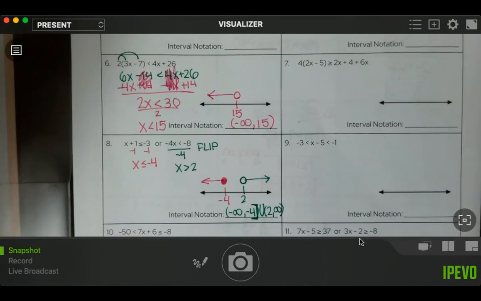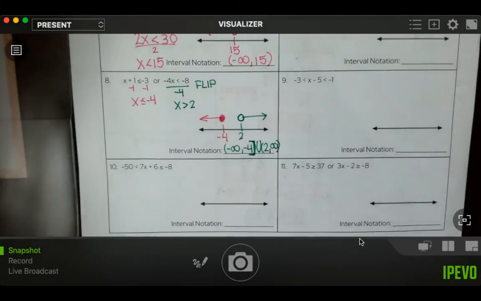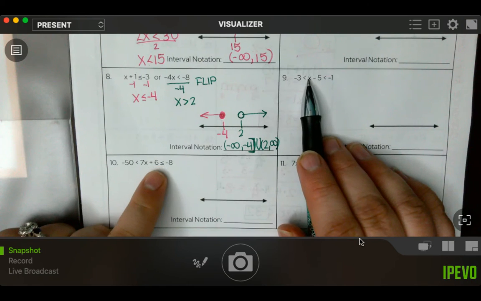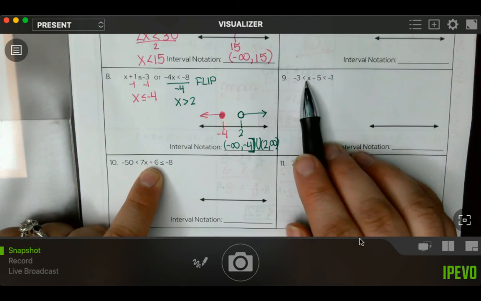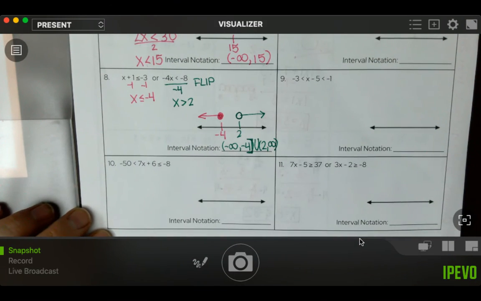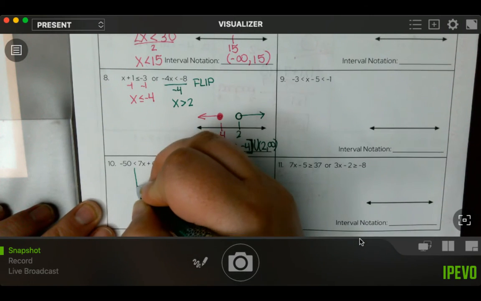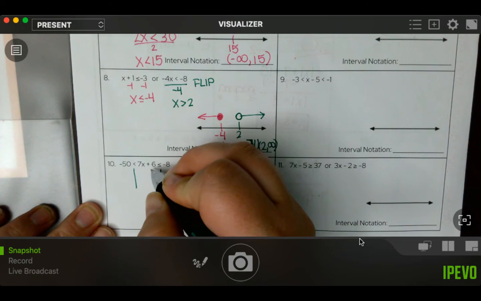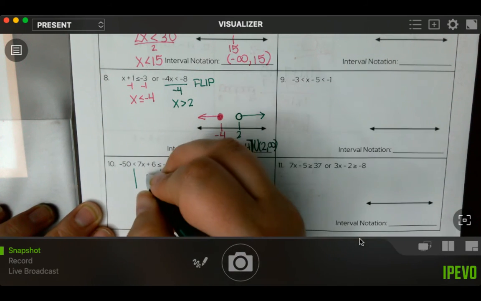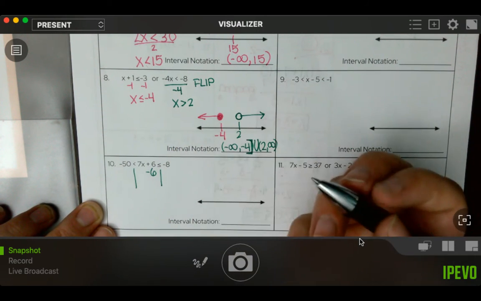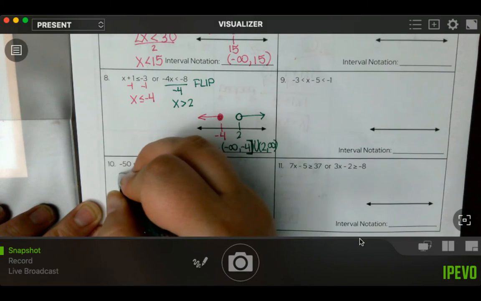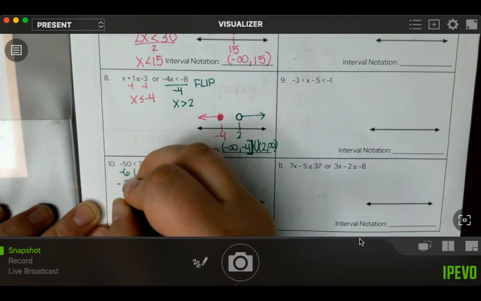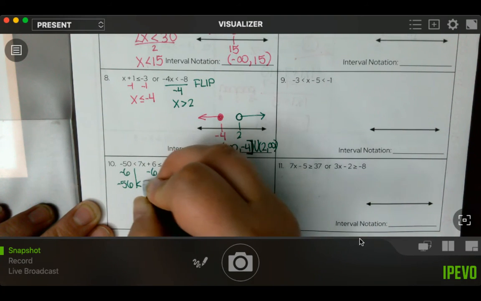And last but definitely not least, we have ones that, like these two, 9 and 10, x is in the middle, and there's like a double inequality going on. I'm going to do number 10 with you. Your goal is to get x all by itself in the middle. The first step is to get rid of this 6. It's a plus 6, so we know we're going to minus 6. The kind of tricky thing is you do it on both of the other sides. -50 minus 6 is -56.